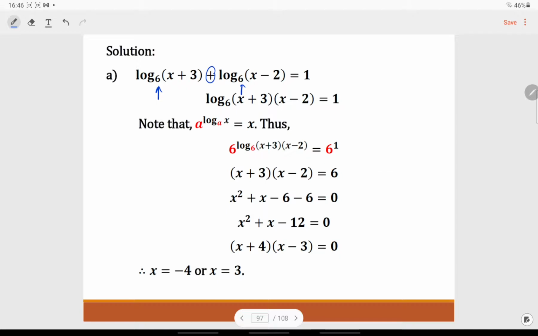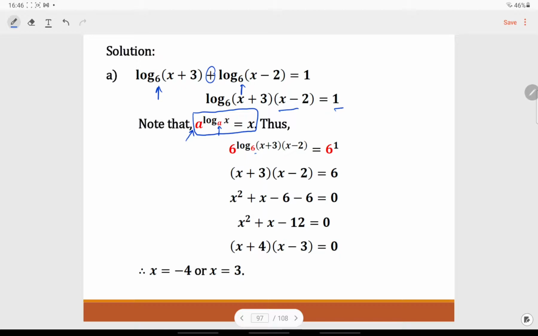This time we can use this property. As I mentioned before, this property is very, very important in order to solve logarithmic equations. So a to the power of log x to the base a. Remember, we need to make sure that these two values are equal, then we can use this property. Thus, if we take this equation, we put these two sides as the power of 6: 6 to the power of log of x plus 3 times x minus 2 base 6 equals 6 to the power of 1.